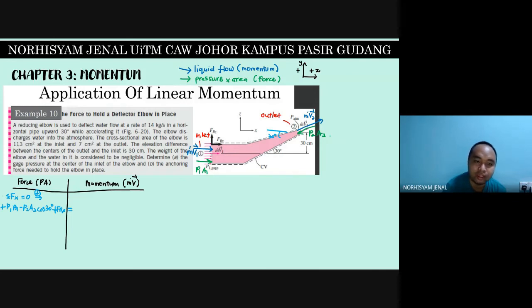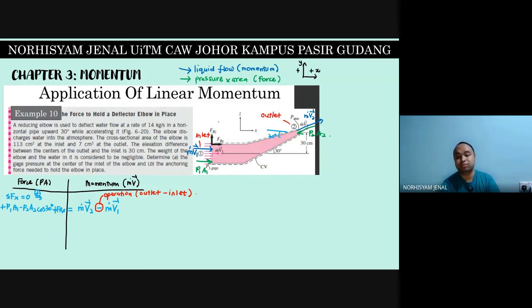But for momentum, you must have the calculation in terms of m dot v outlet, which is v2, minus m dot of v inlet, which is v1. Right? Why is it minus over here? Because this is not due to the direction. This is because of the operation. The operation is outlet minus inlet. So that will be the operation.